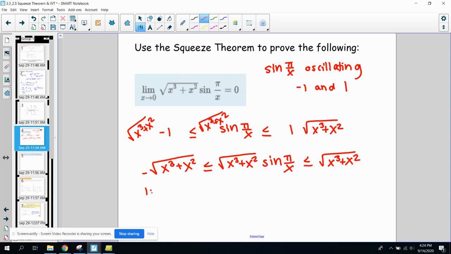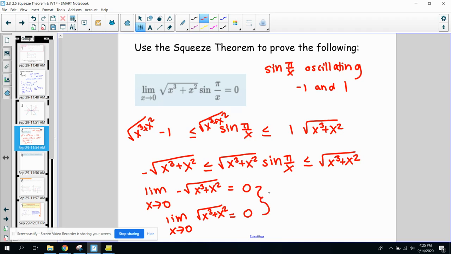And then we're going to take the limit of each function. So I'm going to take the limit as x approaches 0 of the leftmost function. So that's going to be negative square root of x cubed plus x squared. Okay, I'm going to plug in 0 into here, and that gives me 0. So I'm going to do the same thing on the other side. So the limit as x approaches 0 of the positive square root of x cubed plus x squared. Again, I'm just going to substitute in 0. That gives me 0. Since they both are equal to 0, that means that the function in the middle must also be 0.